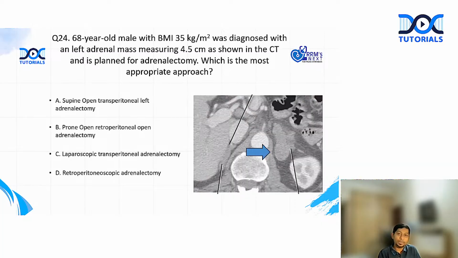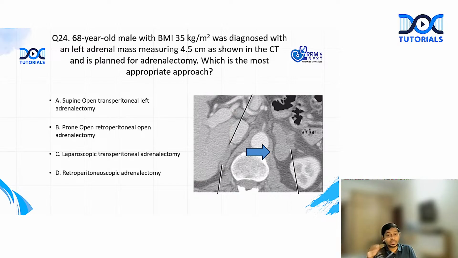Okay, a 68-year-old male with a BMI of 35 kg/m², diagnosed with a left adrenal mass measuring 4.5 centimeters as shown in the CT. You can see here this left adrenal mass. What is the most appropriate approach for this patient?